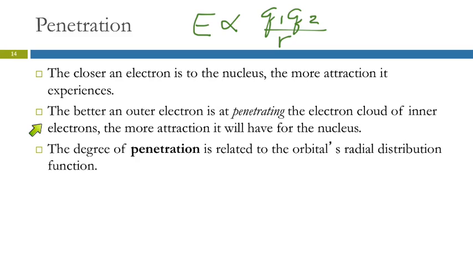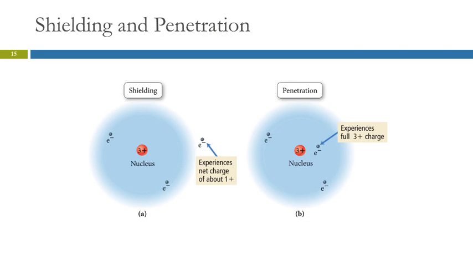For those outer electrons, some of those orbitals sort of penetrate, they get into the cloud of the electrons that are close to the nucleus, so they penetrate in, and we get more attraction than we would necessarily expect for them. So the degree of penetration is related to the orbital's radial distribution function. I know you're happy to hear about that again. Oh, here's the picture I was looking for.